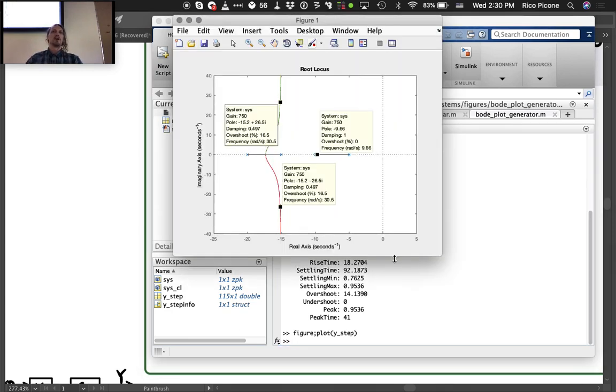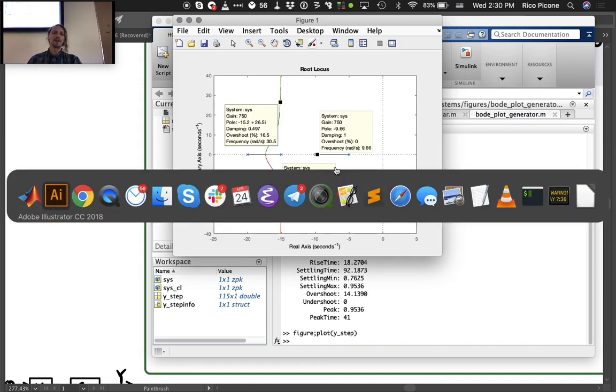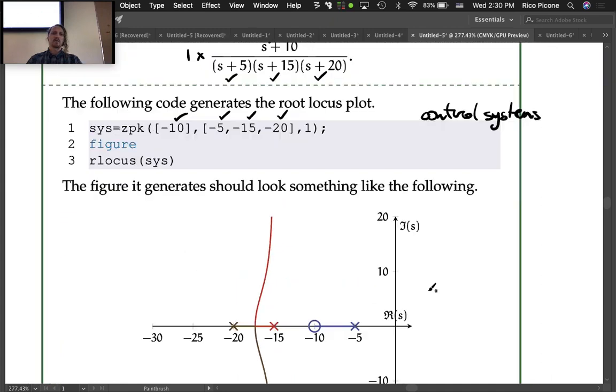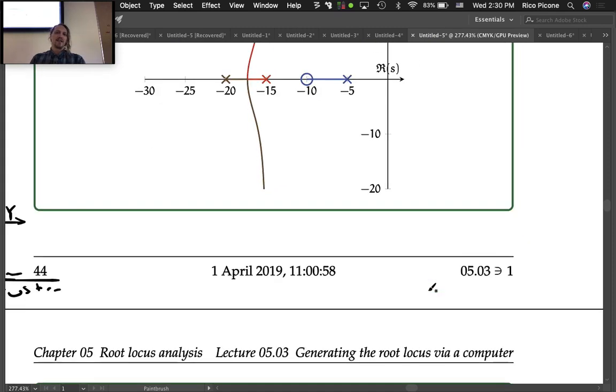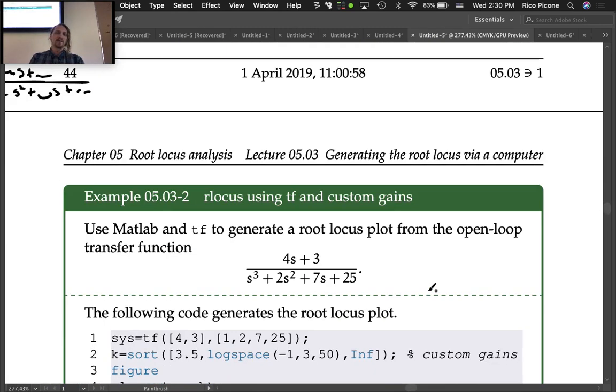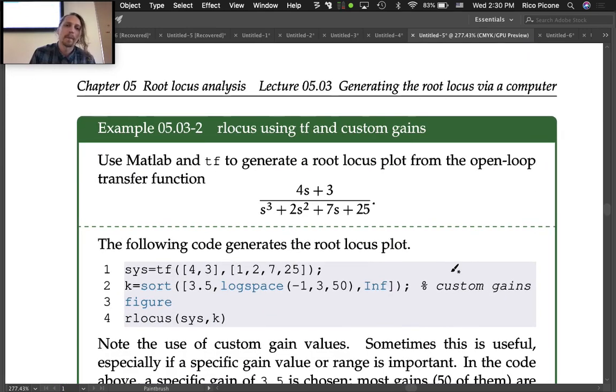Okay, cool. So MATLAB's our friend. We can do all kinds of cool stuff with it, including checking out the gains associated with different closed-loop pole locations on the root locus. Okay. All right. Let's take a look at the next example. So use MATLAB and the TF command to generate a root locus plot from the open loop transfer function given here. Okay. The following code generates the root locus plot.